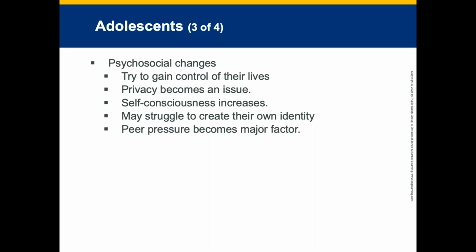Self-consciousness increases. Adolescents may struggle to create their own identity at this point, so they use feedback from their families and peers to help create their adult image. Right? They look for us for approval. They often want to be treated like adults, yet cared for like young children. Very rebellious behavior can be part of the adolescents trying to find their own identity.